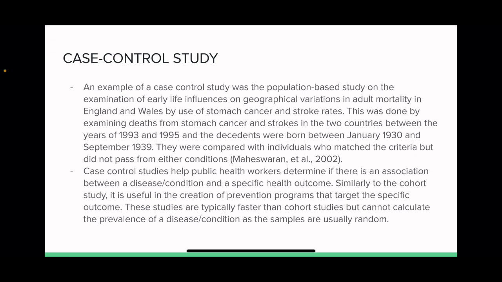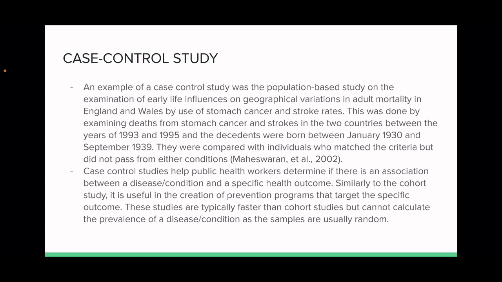An example of a case control study was a population-based study on the examination of early life influences on geographical variations in adult mortality in England and Wales by using stomach cancer and stroke rates. This was done by examining the deaths from stomach cancer and strokes in the two countries between the years of 1993 and 1995, and the decedents had to be born between January 1930 and September 1939. They were compared with individuals who matched the criteria but did not pass from either conditions.